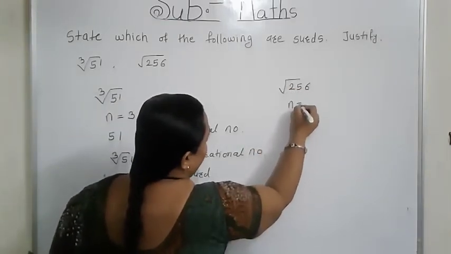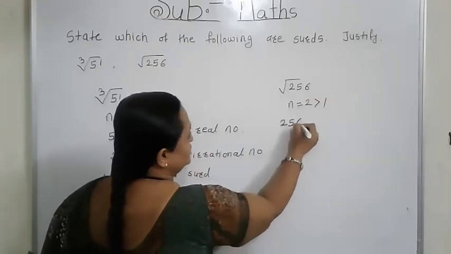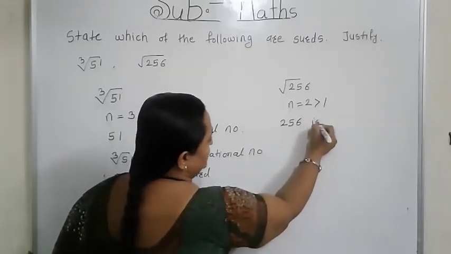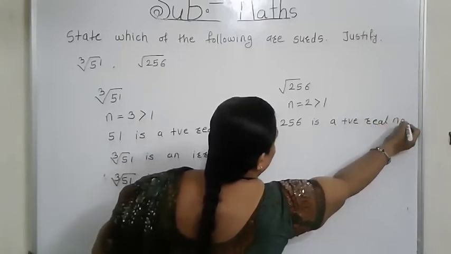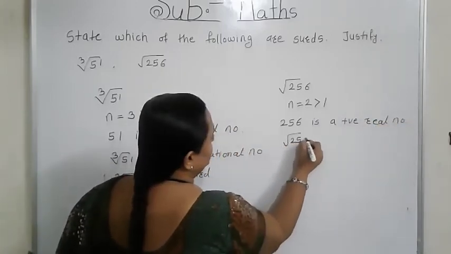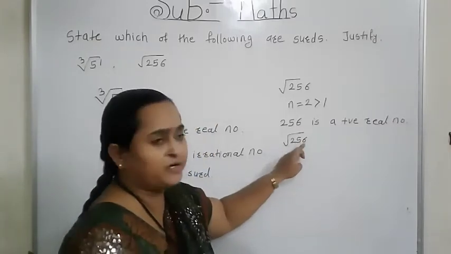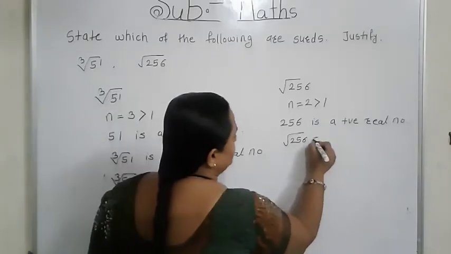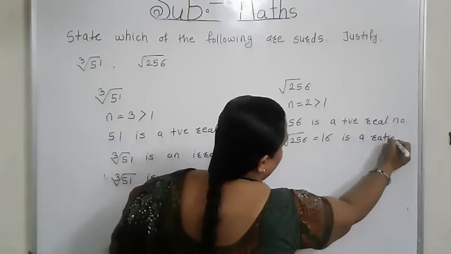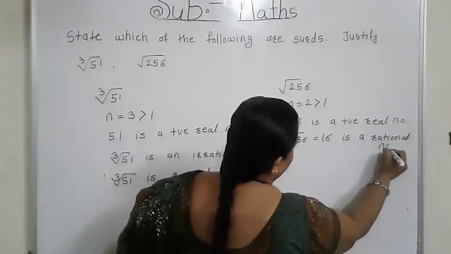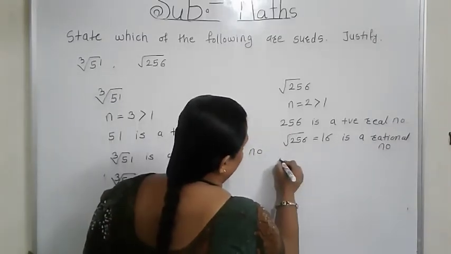Now in this, n is equal to 2, which is greater than 1. Radicand is 256. 256 is a positive real number. Then root 256. Now here square root 256, and 256 is a perfect square number, is equal to 16. 16 is a rational number. This is not an irrational number. This is a rational number.